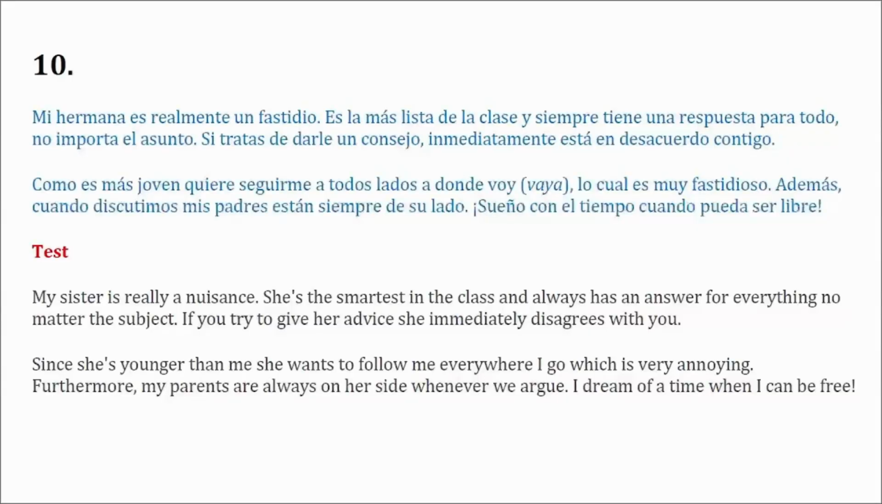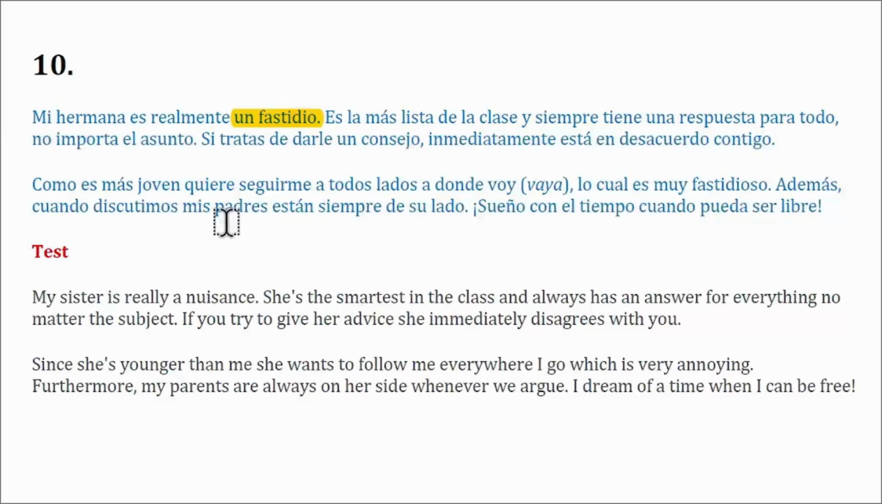In text number 10, we have mi hermana es realmente un fastidio. Un fastidio means a nuisance. And notice how it appears masculine, un fastidio, even though we're referring to my sister. Now, this never changes. It's always un fastidio, even if you're talking about a female. So it never becomes una fastidia, for example.